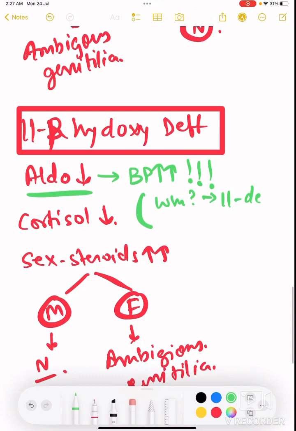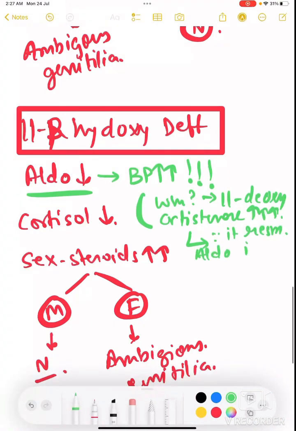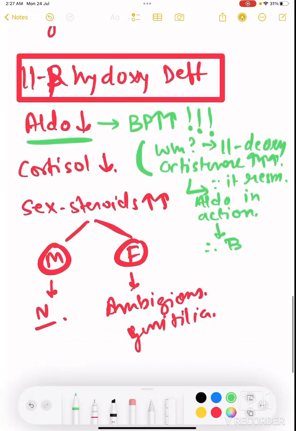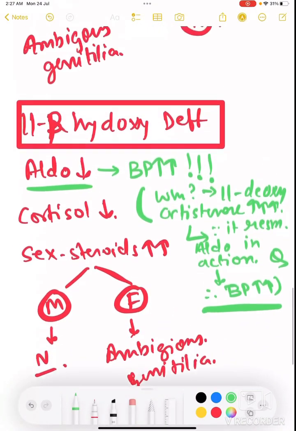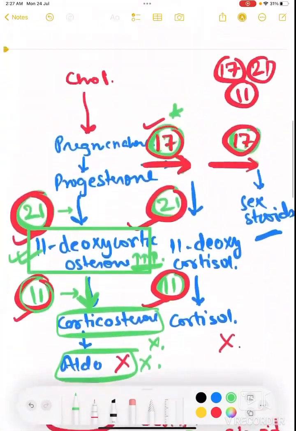That's why 11-deoxycorticosterone is high, very high, and since it resembles aldosterone in action, therefore BP actually goes up. So this is the difference between these two, and it is very important. So that's it, guys. This is the difference between these three types of deficiency.